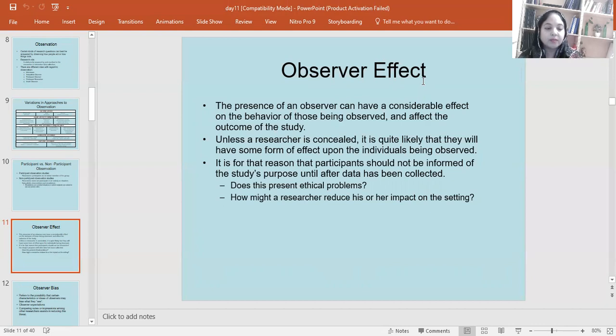So in the process of an observation, the presence of an observer can have a considerable effect on the behavior of those who are being observed.